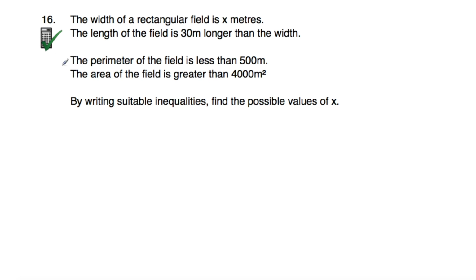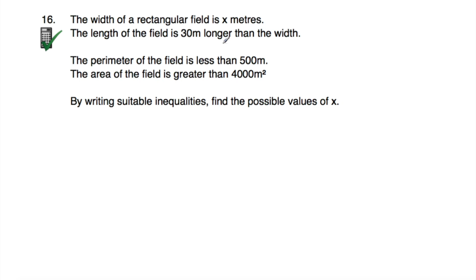Okay, so question number 16. Question number 16 says the width of a rectangular field is x meters, and the length of the field is 30 meters longer than the width, and the perimeter of the field is less than 500 meters, and the area of the field is greater than 4,000 meters squared, or 4,000 square meters. And by writing suitable inequalities, find the possible values of x.